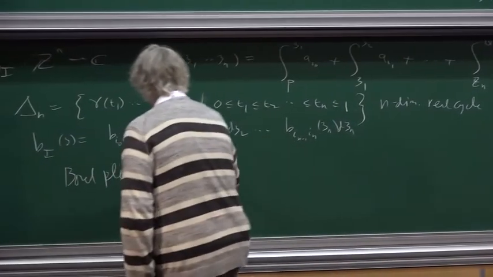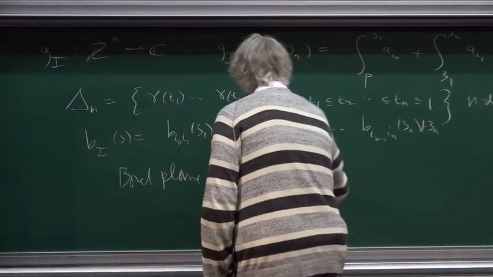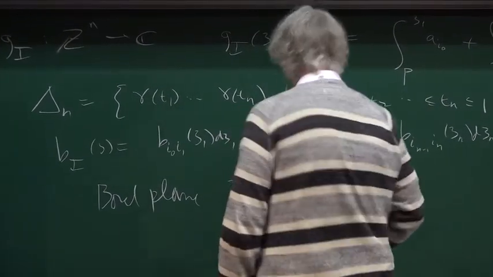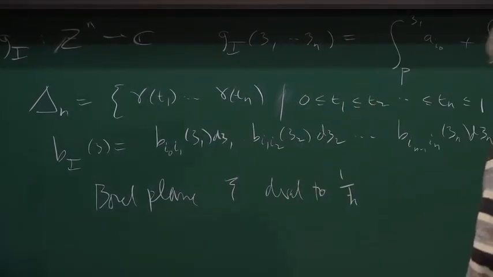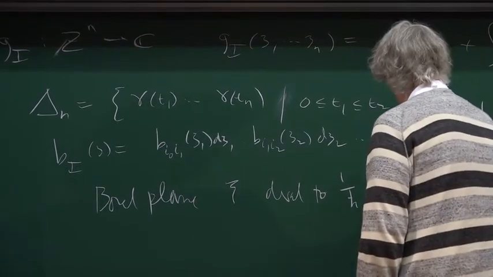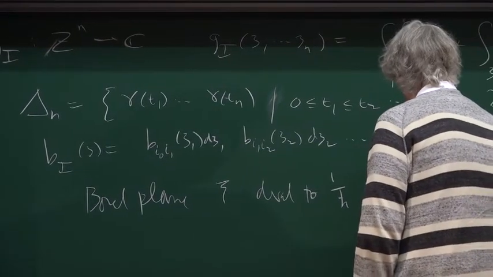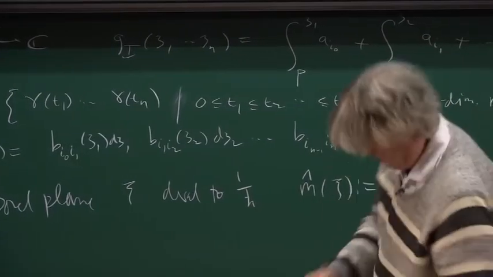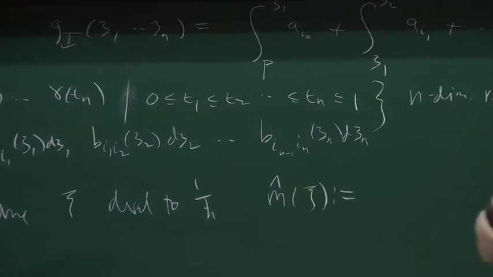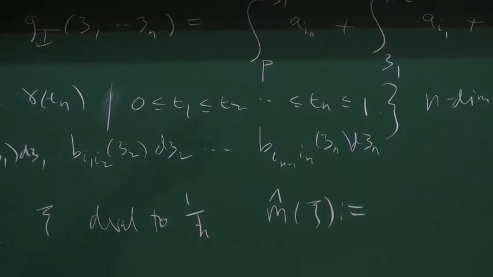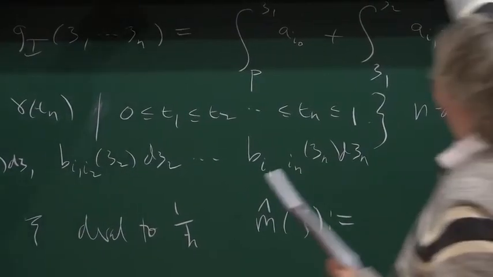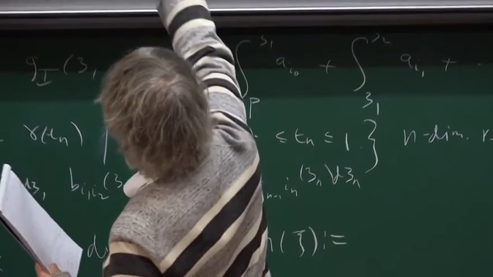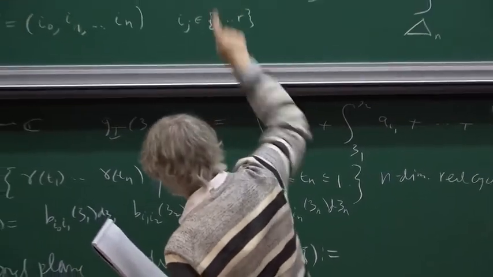So the variable c is going to be dual to the 1 over h bar parameter. Okay, so let's define m hat of c to be equal to the integral from zero. What I wanted to stress, but I said it already, is that this function has exponential growth of exponential order 1 over h bar.